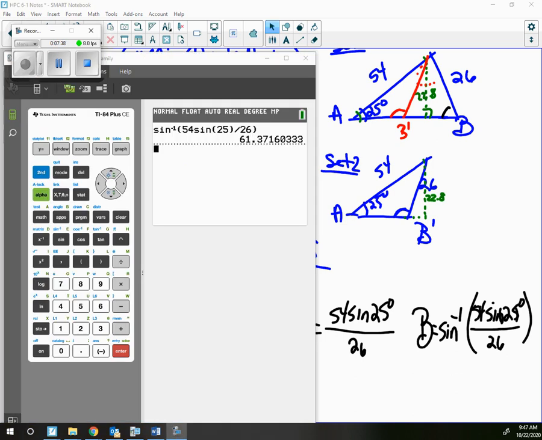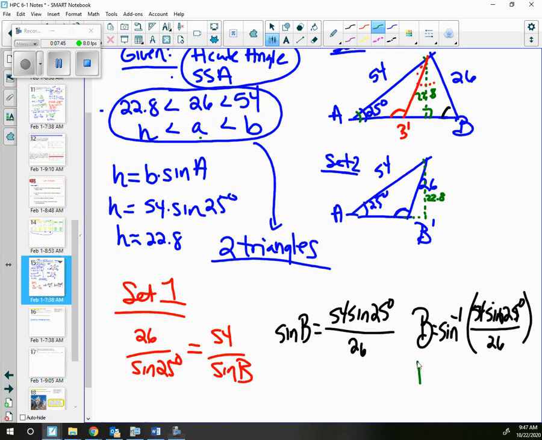All right, so double check. I just typed it all at once, but notice I finished off that parenthesis after the 25. That's really important. So angle B, we're going to go ahead and round to 61.4 degrees. Notice that's in set 1, so that means this is 61.4 degrees.